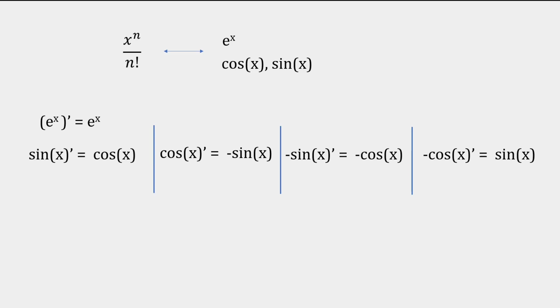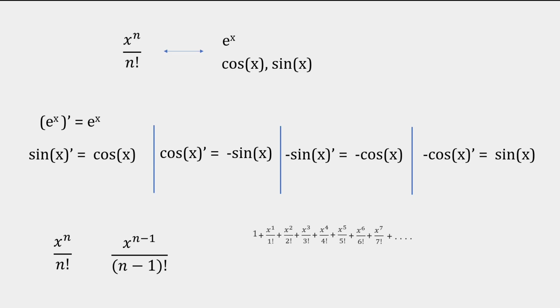So now look at the derivative of x raised to the power n. We know that it's n x raised to the power n minus 1. If we divide both sides by n factorial, we can see that n factorial can also be written as n into n minus 1 factorial, so n cancels out. So well, this basically is the previous term in the series.